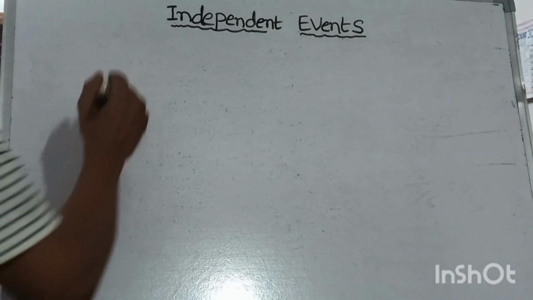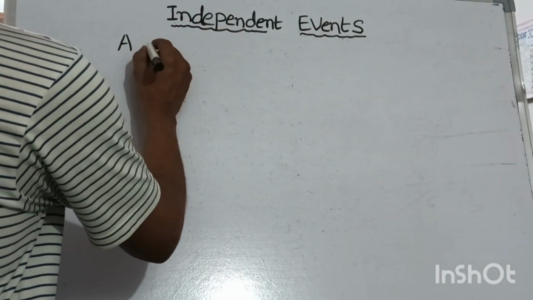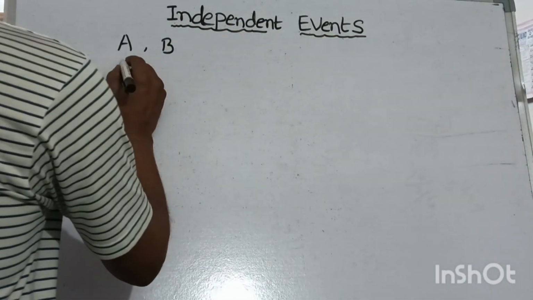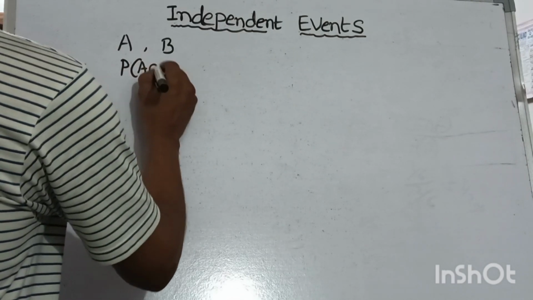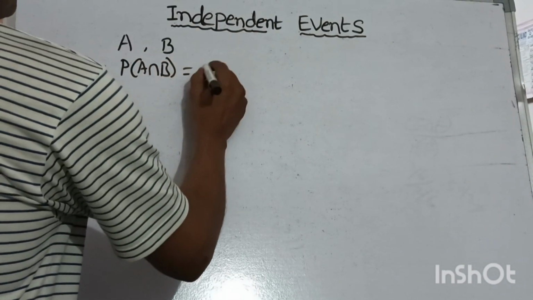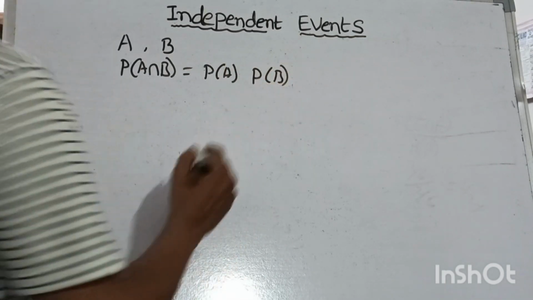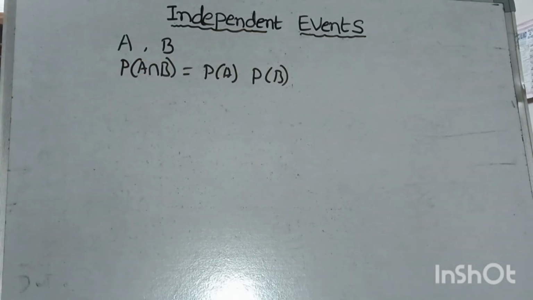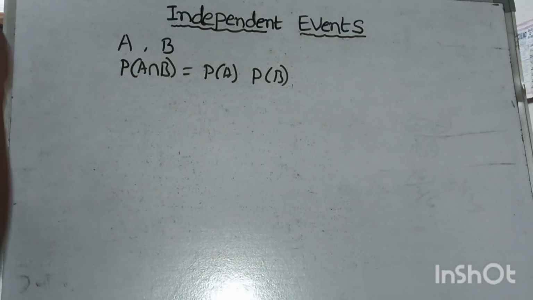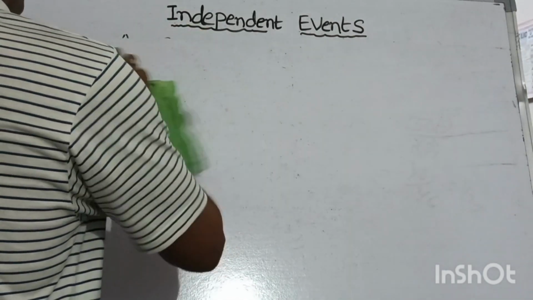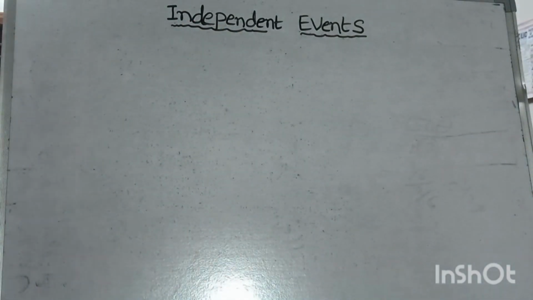We say events A and B are independent if probability of A intersection B is equal to probability of A into probability of B. If this condition is satisfied by two events A and B, then we say the events A and B are independent events. Now consider some problems to check whether the given events are independent or not.